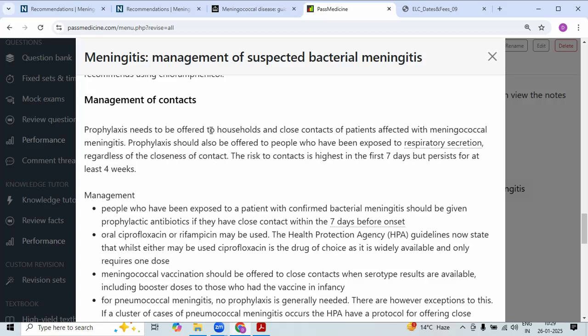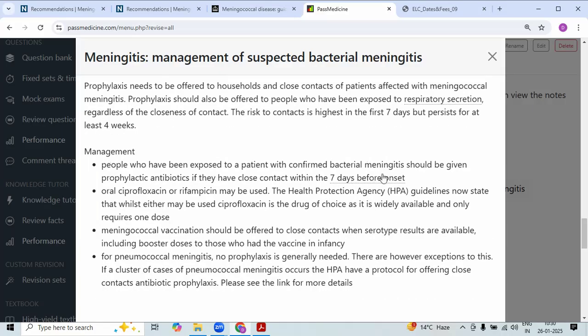So the prophylaxis needs to be offered to households and close contacts of patients affected with meningococcal meningitis. And the prophylaxis should also be offered to patients who have been exposed to the respiratory secretions, regardless of the close contact. So anybody who was in contact in the first 7 days but persists for at least 4 weeks. So 7 days before the onset, you give oral ciprofloxacin or rifampicin. Now state while ciprofloxacin is the drug of choice here. If both are there in the option, you will use cipro.